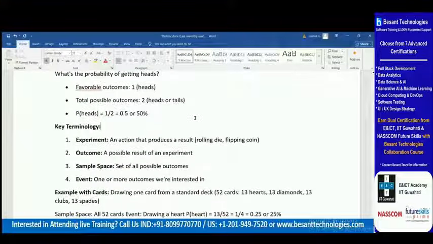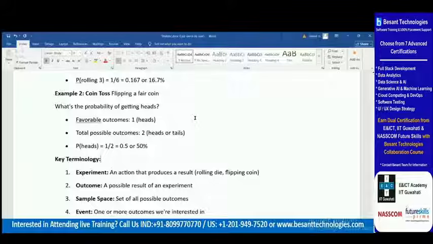So now consider I'm going to ask you whether there is a chance of raining today or not. So that is your experiment. Outcome is result, yes or no. Today it is going to rain, yes. If it is not going to rain, no, that is your outcome.